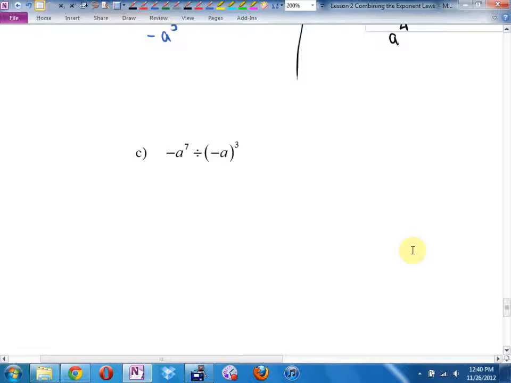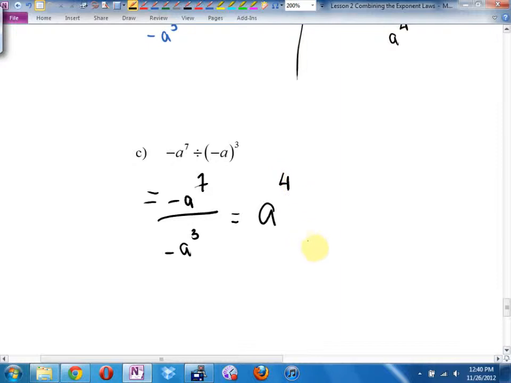One more. Try that one. See if you get the same thing as me. See if you can figure out whether it's negative or positive. I think you get a negative over a negative, yeah? And you get a positive, right?